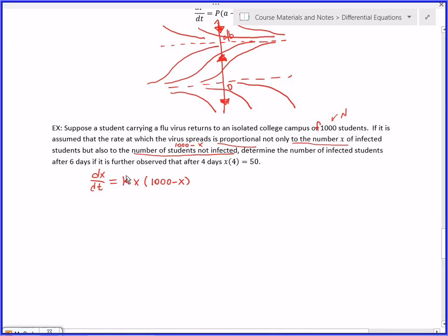So here's what I'm going to do to work this problem. I'm going to move the k inside so that it is in my standard logistic form. Independent variable times, this time it's 1,000k minus kx. There's your dx/dt. Again, I'm comparing that to dp/dt was p times (a minus bp).